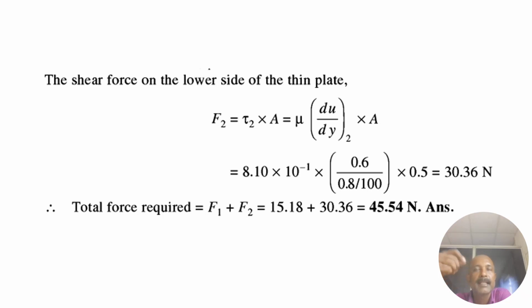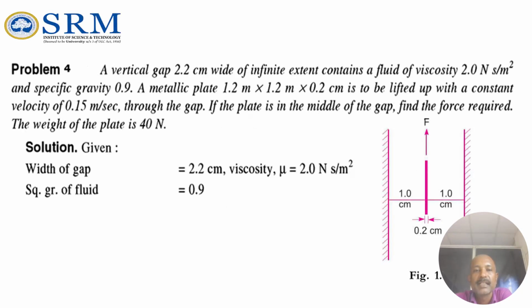But in this case, what is the difference between the first case and the second case? In the first case, with the middle moving, it is 40.5. In the second case, it is 45.4 Newton. So a heavy force will be needed for dragging the plate, right? This lecture is called Pascal and hydrostatic law. So I think this is the fourth problem.